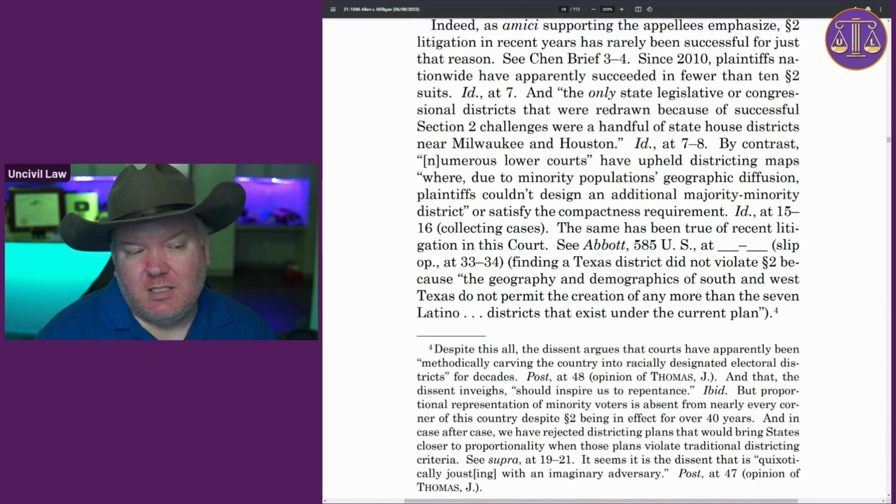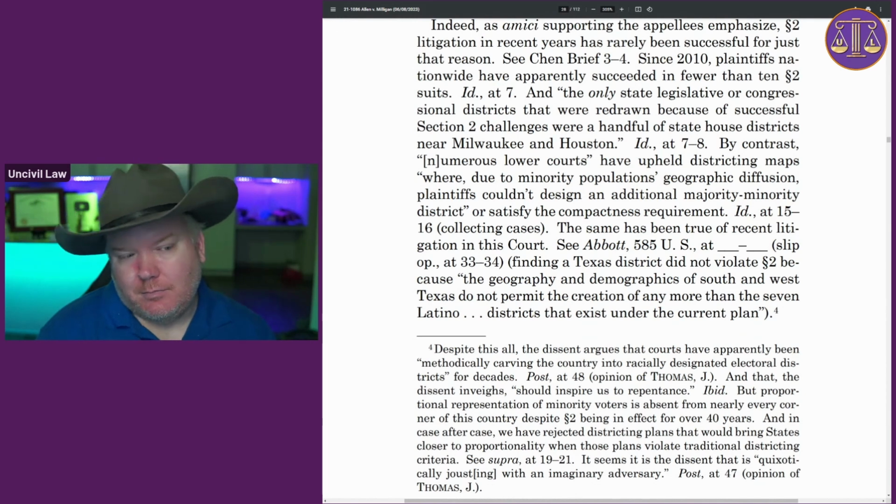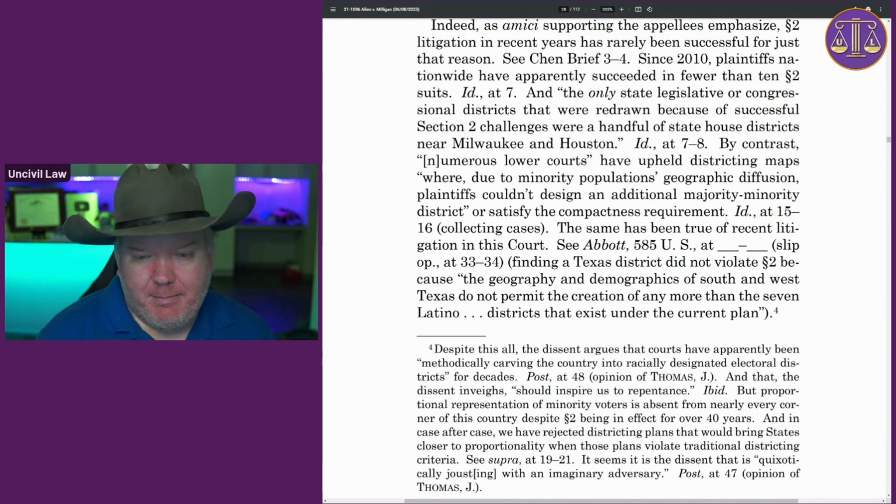So, as Black people became less geographically concentrated, it became harder and harder to draw those districts in a way that satisfied traditional criteria. And so a lot of people sued, but the alternative maps looked like nightmare fuel. So we're not going to let you have the nightmare fuel. That makes sense. I buy that.